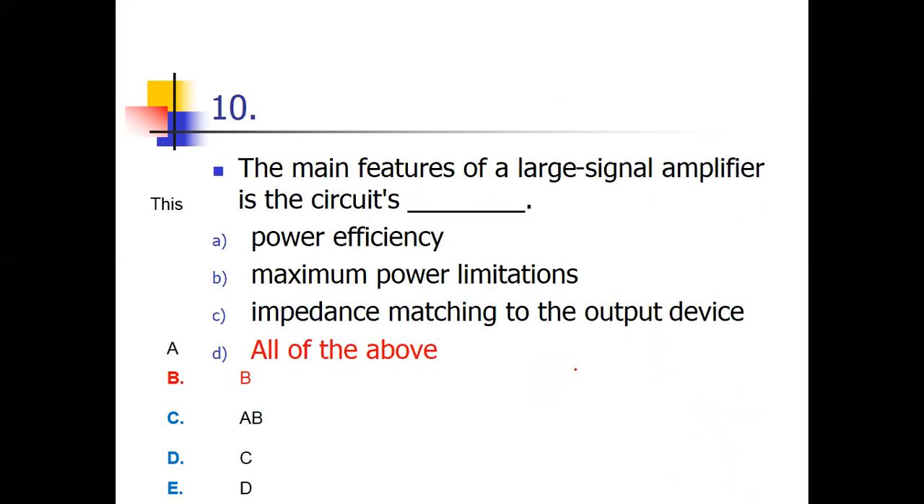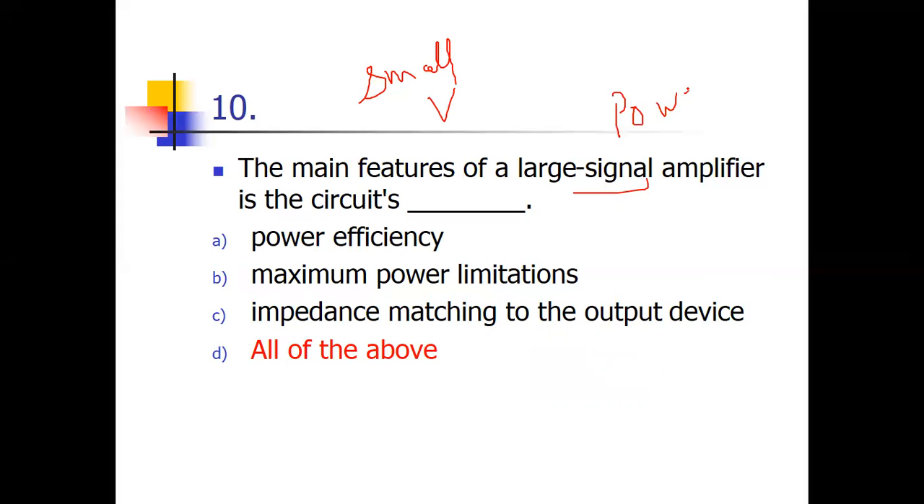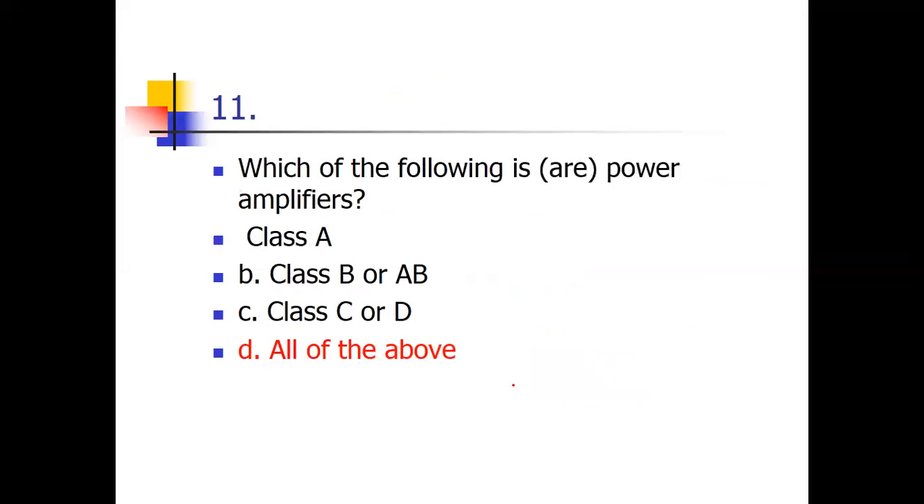So the main features of a large signal amplifier in the circuit are, remember, I'm continuously repeating, small signal amplifiers are your voltage amplifiers and large signal amplifiers are your power amplifiers. So what are the features of a power amplifier? We use it for power efficiency, right? Then maximum power limitation, definitely. Impedance matching, because we use a transformer, so that is also correct. So all of the above is the answer for this particular question.